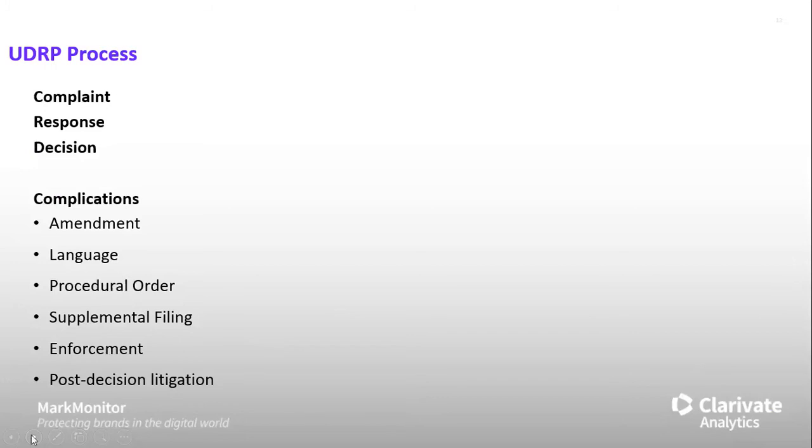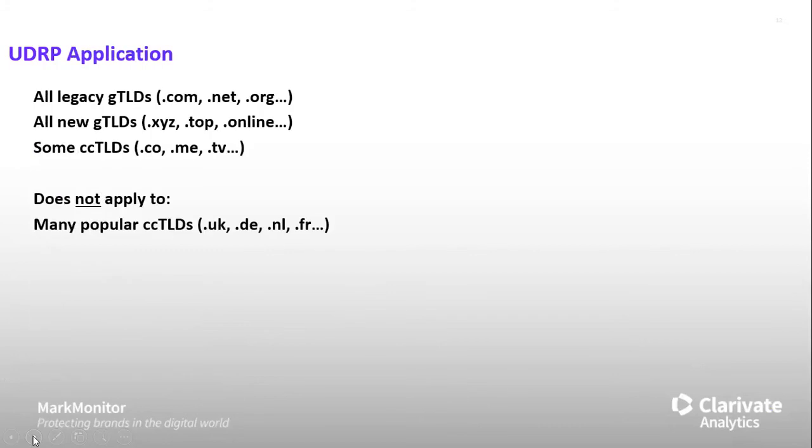So there are all sorts of complications that can arise in the context of a UDRP proceeding. The next slide points out that the UDRP, I should note, applies obviously to .com, as well as all of the so-called legacy gTLDs, .net, .org, and so forth. It also applies to all of the new gTLDs, and even some of the country code or ccTLDs.